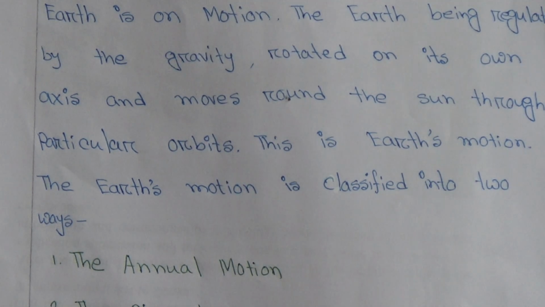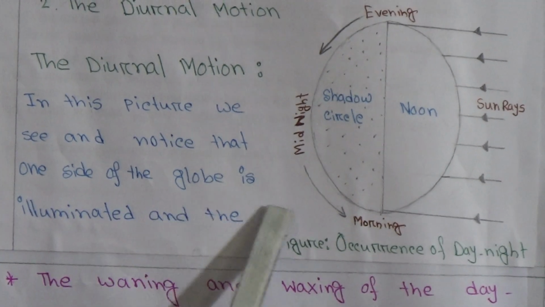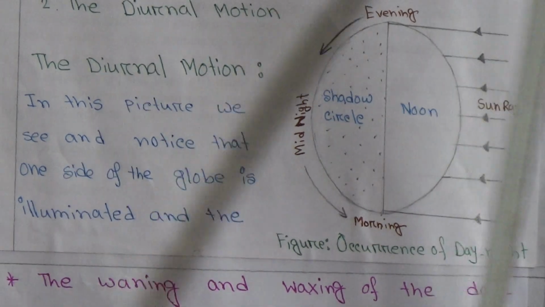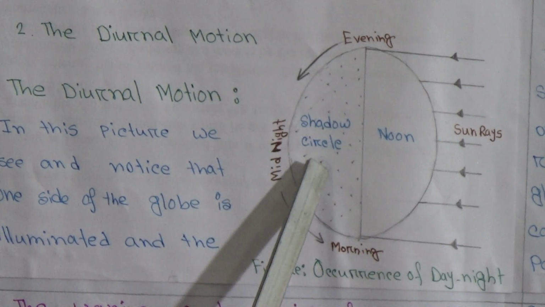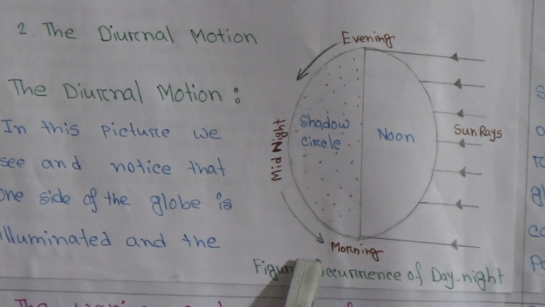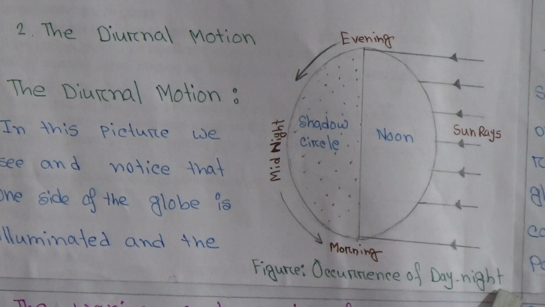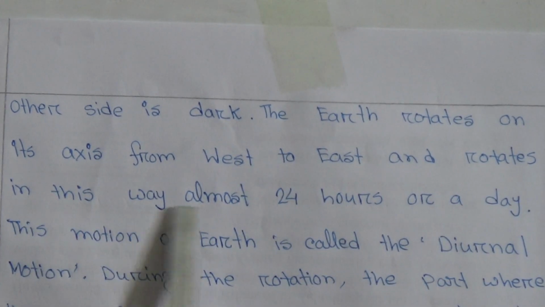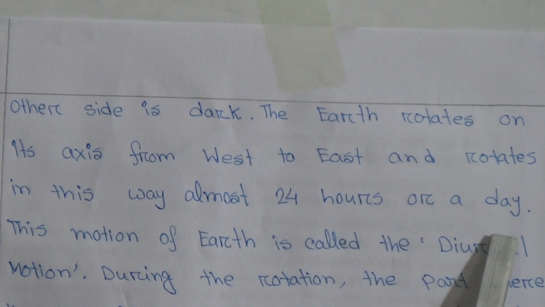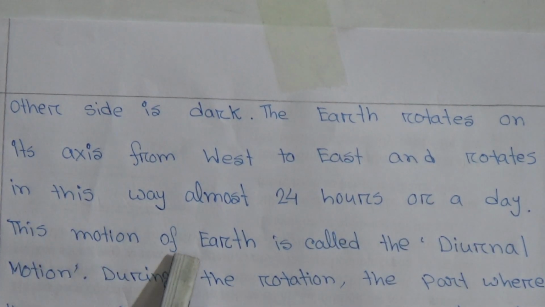What is diurnal motion? In this picture we notice that one side of the globe is illuminated and the other side is dark. One side is illuminated and this side is noon, and the other side is dark and this side is night. This picture shows the occurrence of day and night. The earth rotates on its axis from west to east, and rotates in this way in almost 24 hours or a day. This motion of earth is called the diurnal motion.